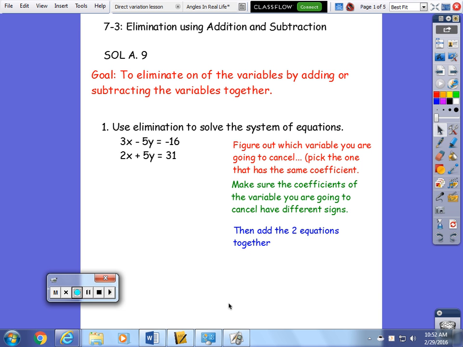Here we have two equations: 3x minus 5y equals negative 16, and 2x plus 5y equals 31. Notice they're both in standard form. Notice they have a negative 5y and a plus 5y, and that's great because that's how we use elimination. We eliminate one of the variables by adding or subtracting the equations together.